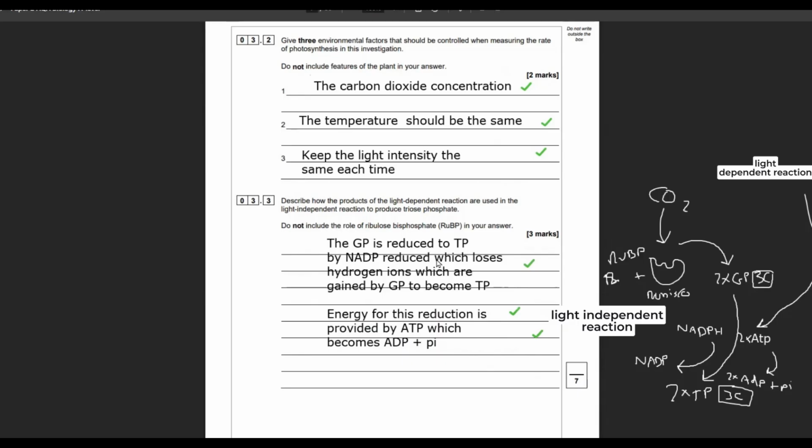Of course, there is a third product that is made, but that is oxygen, which is the waste gas that's released from the stomata. So that's not included in the light independent reaction. That's not its function. That's the end of the question.